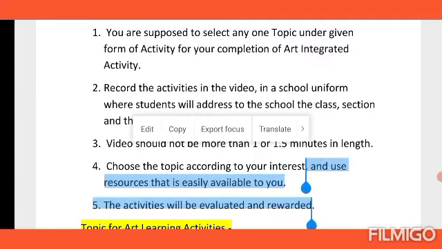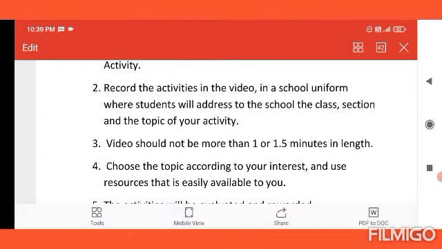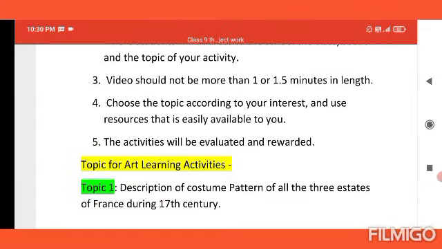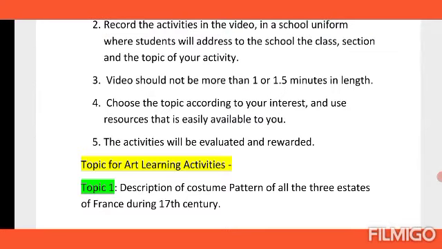Fourth point is, you can see, choose the topic according to your interest and use resources that are easily available to you. So you will choose the topics according to your interest, as we will be giving you options here. We have 8 topics or 9 topics. From those topics you just have to select one topic according to your interest, and the resources or material which you use should be easily available at your home.